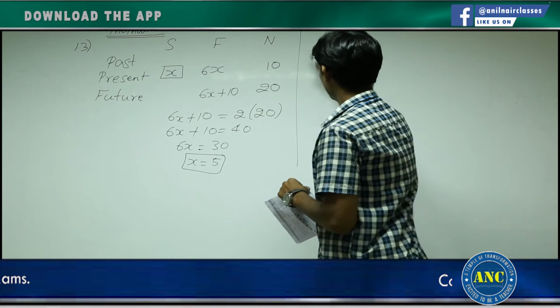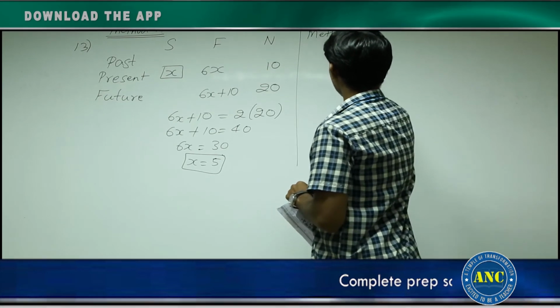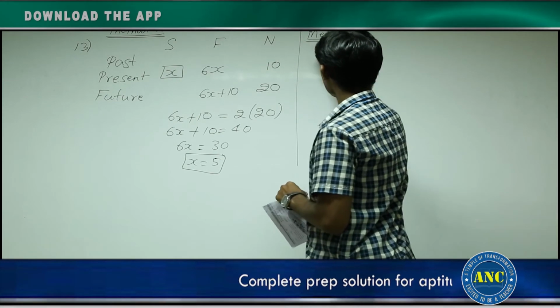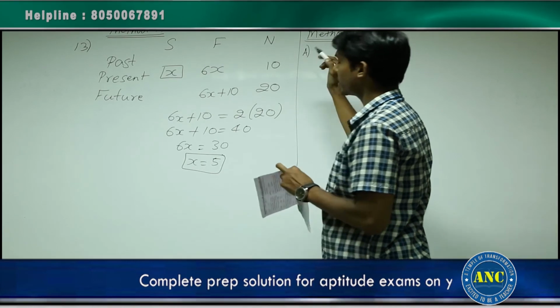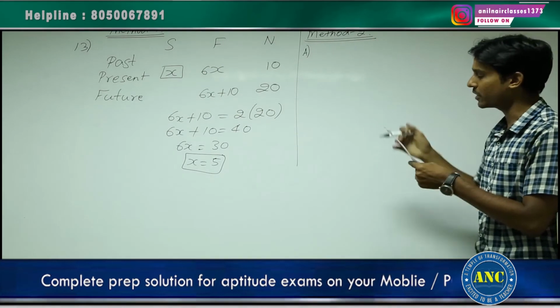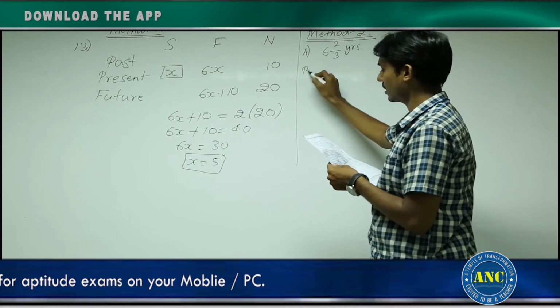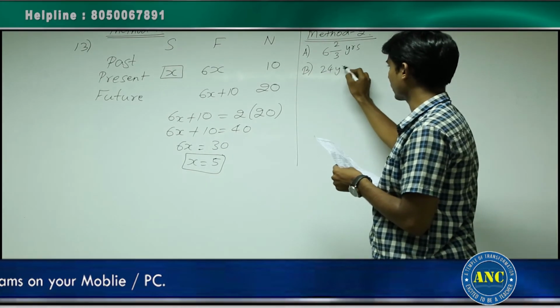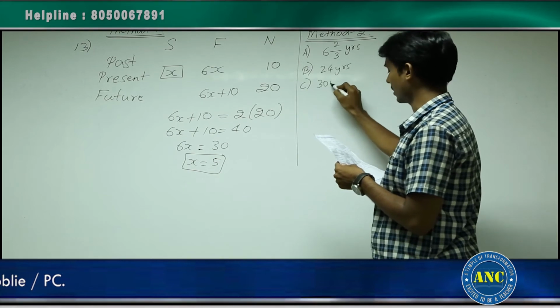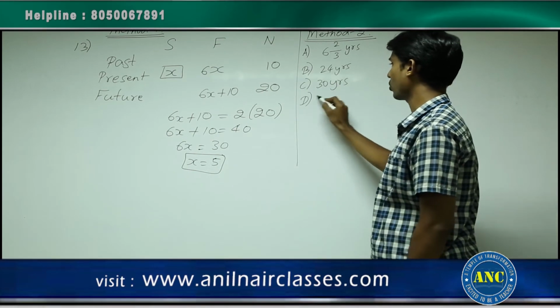Method 2. Listen to this carefully. Here, first of all, what are the options given in the question? The options given in the question are 6 2 by 3 years. Second option is 24 years. Third option is 30 years. Fourth option is 5 years.